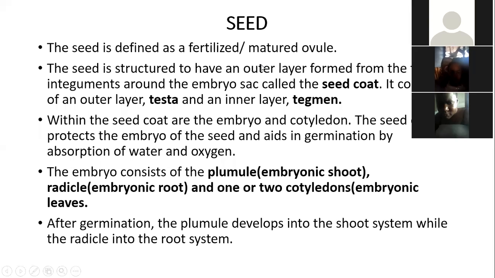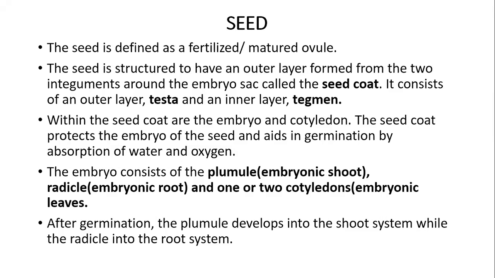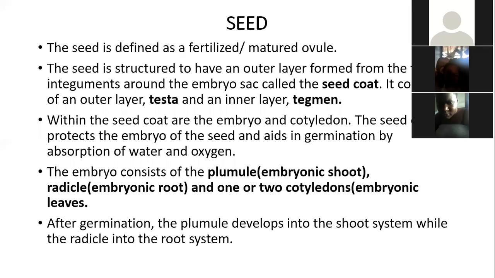Now, the seed is structured to have an outer layer formed from the two integuments that is around the embryo sac. If you could remember, when we were doing fertilization, I was explaining where the integuments were, how they look on the embryo sac. For those new in the class, I'm sure you could ask for the previous notes so that you know what we are talking about.